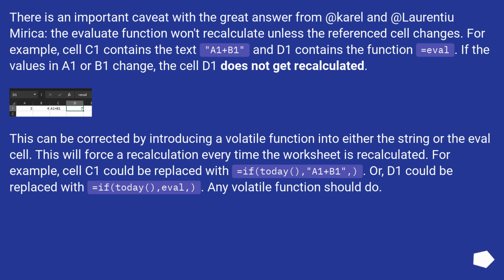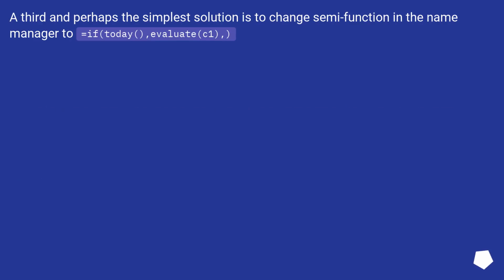This can be corrected by introducing a volatile function into either the string or the eval cell. This will force a recalculation every time the worksheet is recalculated. For example, cell C1 could be replaced with equals IF(TODAY(), A1 plus B1). Or, D1 could be replaced with equals IF(TODAY(), eval). Any volatile function should do. A third and perhaps the simplest solution is to change the semi-function in the Name Manager to equals IF(TODAY(), evaluate(C1)).